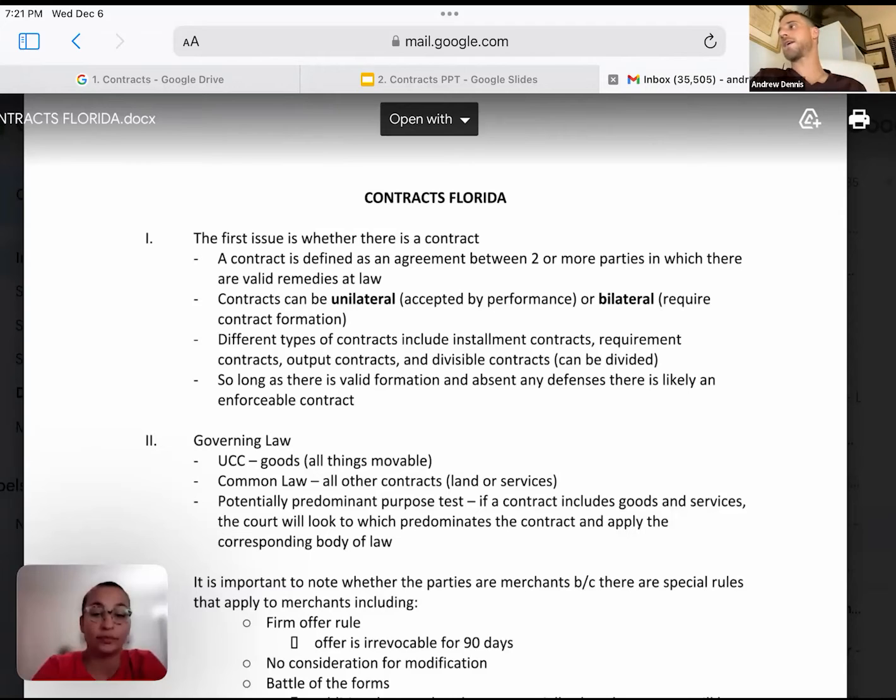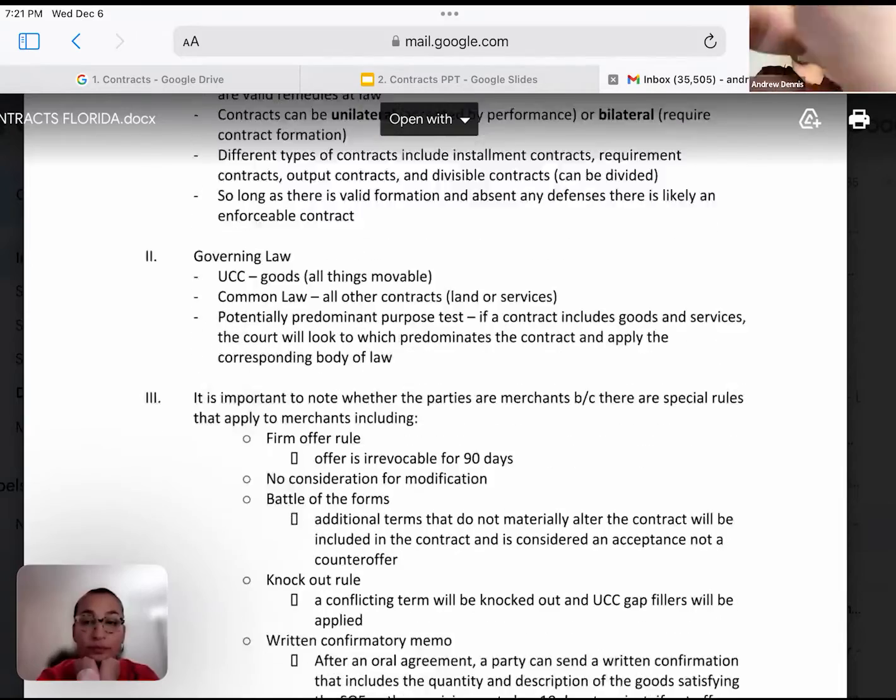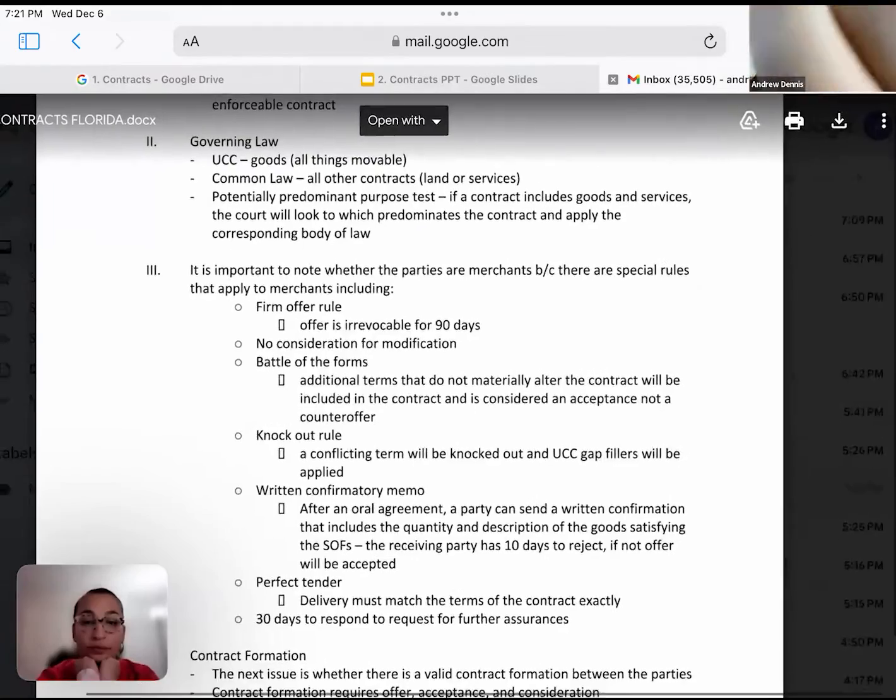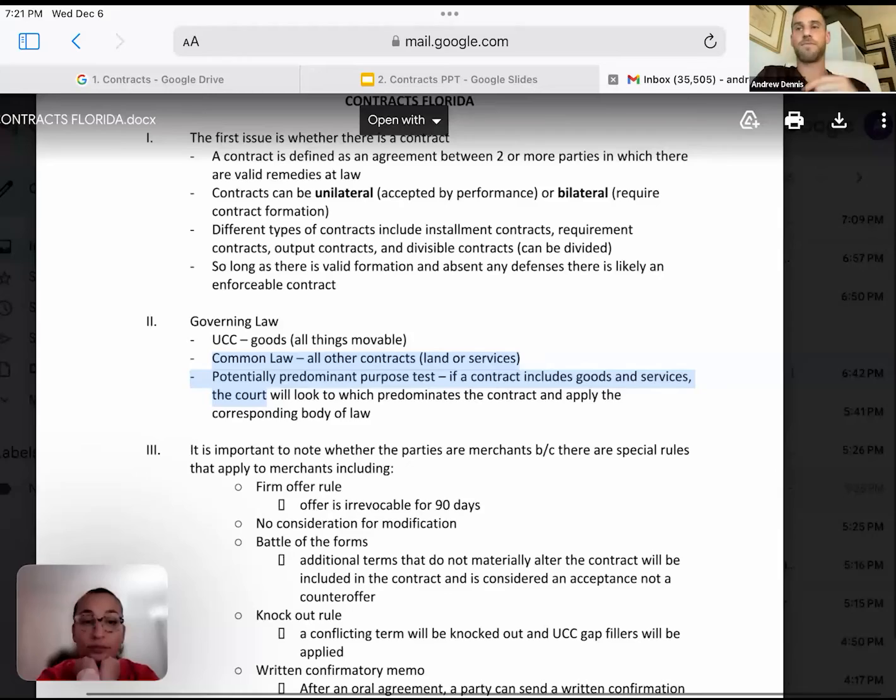Now, what I meant by that is everyone knows we do body of law, we do formation, we do defenses, and we do damages. We know those four pieces, but we can get more points. And how can we get more points? By just identifying things at the beginning, like what type of contract is it? And as she put here in 3, who are the parties? And it's important to note who the parties are.